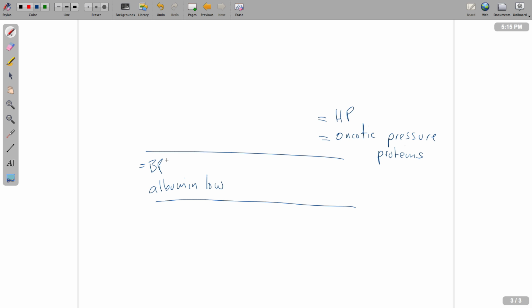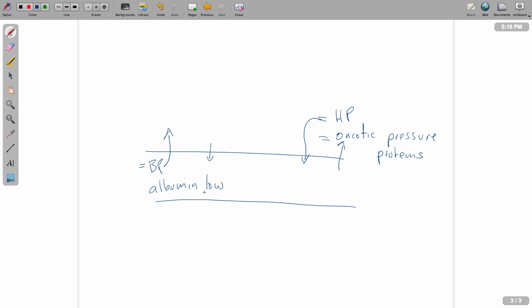So let's take a look at what happens. Blood pressure pushes out like it normally does, hydrostatic pressure pushes against it. Oncotic pressure draws fluid from the capillary. And now, instead of having a good draw because of albumin, we don't have quite enough draw on fluid because albumin is low or it's absent.